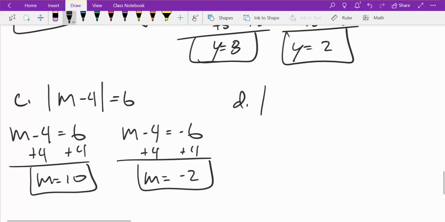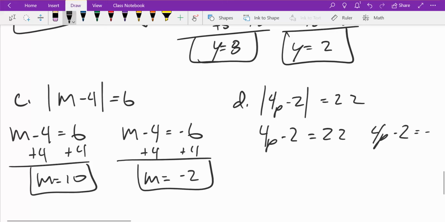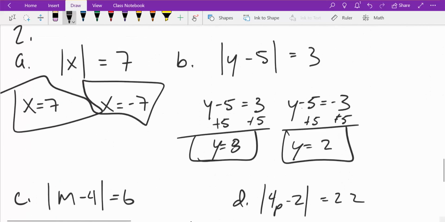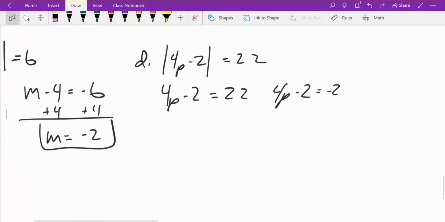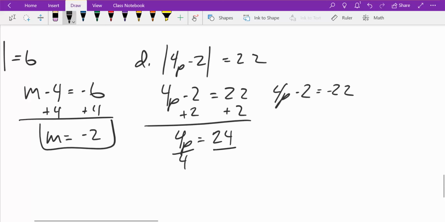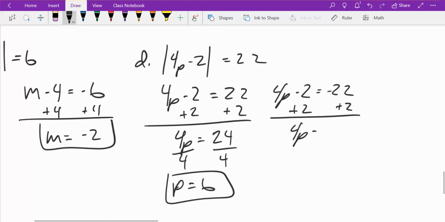D, absolute value of 4p minus 2 equals 22. So 4p minus 2 equals 22. 4p minus 2 equals negative 22. So we'll add 2. 22 and 2 make 24. Divide by 4. And we get 6. Same steps, add 2, but negative 22 and 2 make negative 20. Divide by 4, and we get negative 5.